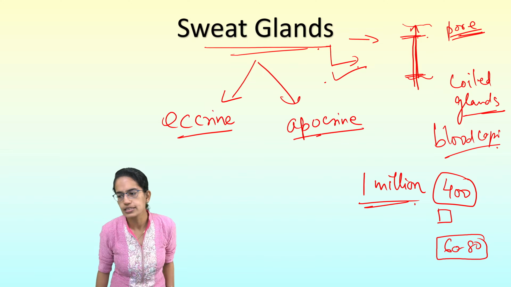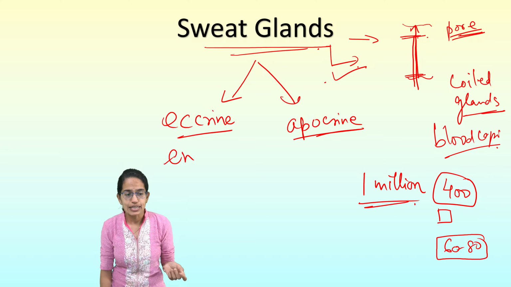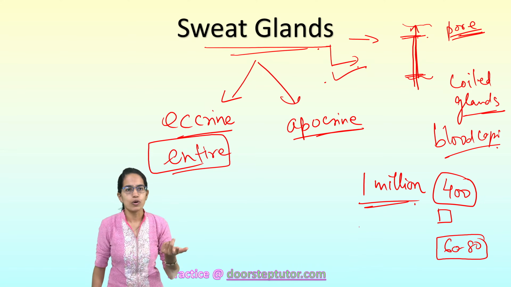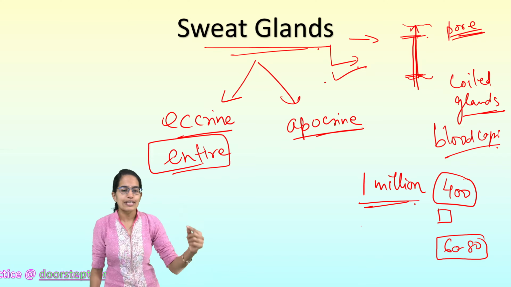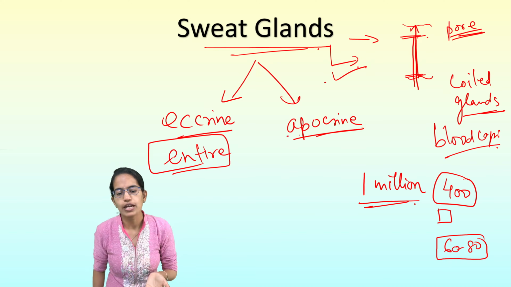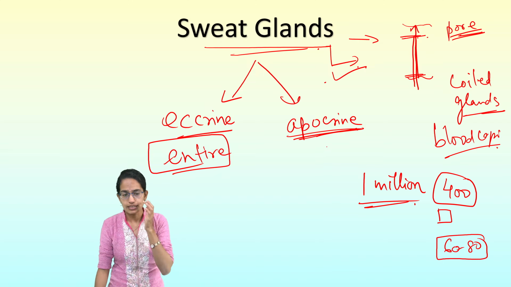Eccrine sweat glands are present throughout the body. It starts with E, eccrine, and therefore you can remember it. It is present on the entire body. So E for entire body, E for eccrine gland. So eccrine sweat glands are present on the entire body. However, apocrine sweat glands are present only in the axillary and the genital parts.